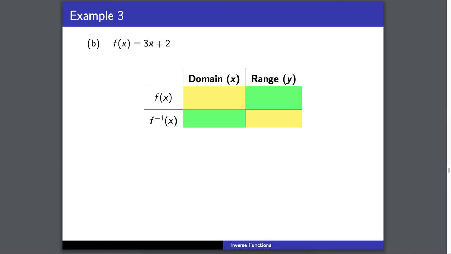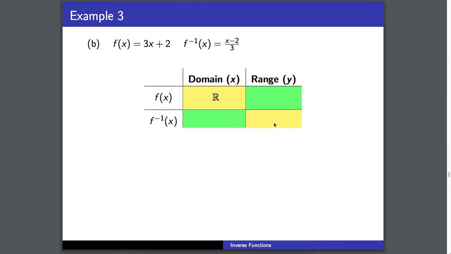All right, part B, f of x equals 3x plus 2. Our original function has no variable in the denominator. We don't have any even roots to worry about. So we found the inverse function to be x minus 2 over 3. If not, just subtract 2 and divide by 3. There you go. Our original function's domain is all real numbers.